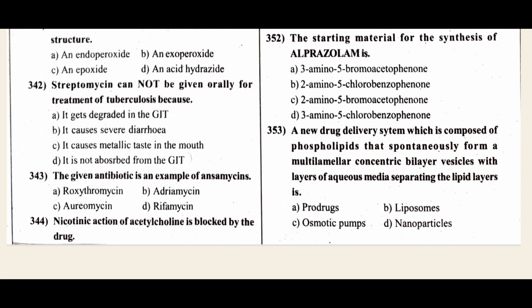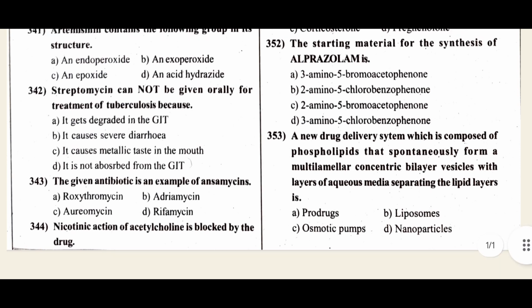Next, the given antibiotic is an example of ansamycins. Option A roxithromycin, option B adriamycin, option C aureomycin, option D rifamycin. The correct answer is option D, rifamycin.